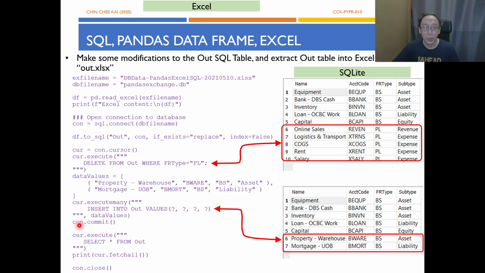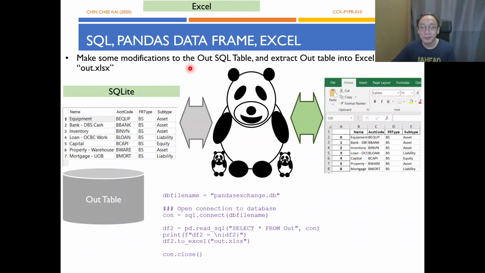So after this, we commit to the change, meaning we want to remove the 5 rows and insert the 2 new rows. So at the end of this commit, we should see that the out table has 1, 2, 3, 4, 5, 6. Okay, and then we perform a select star from this out table. That means we grab everything back, and we print it out, and then we close the connection. So that will be the whole planned activity.